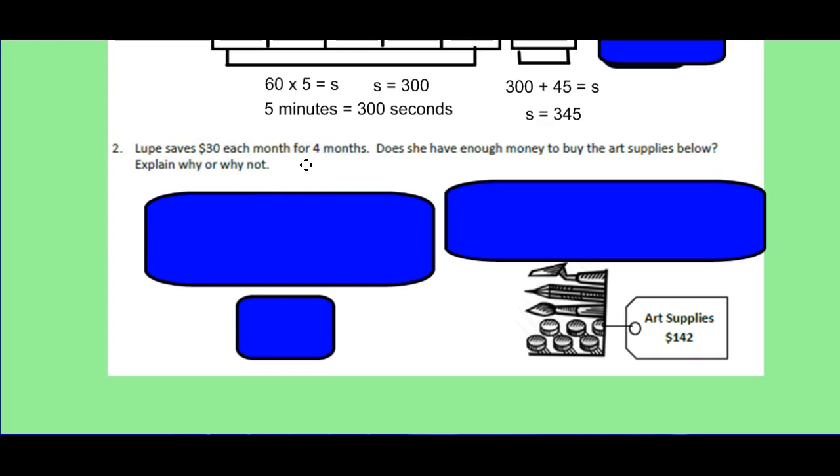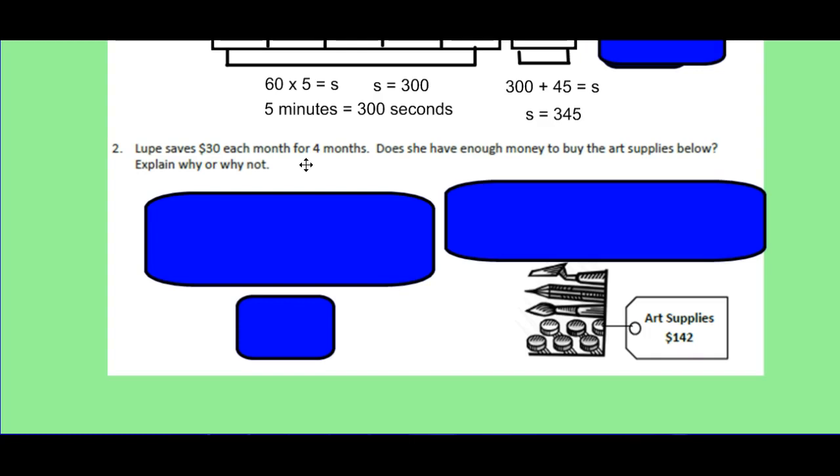So our first step is going to have to be to figure out how much money she has in all after she saved for 4 months. So I want you to use a tape diagram again, and I want you to show me with the tape diagram how much money she is saving in 4 months. And I also want you to write an equation that gives us the answer to that. And we need to use a letter for the unknown.